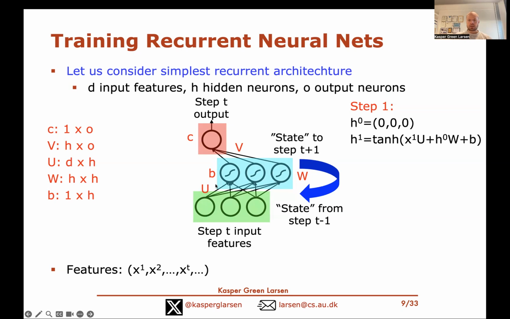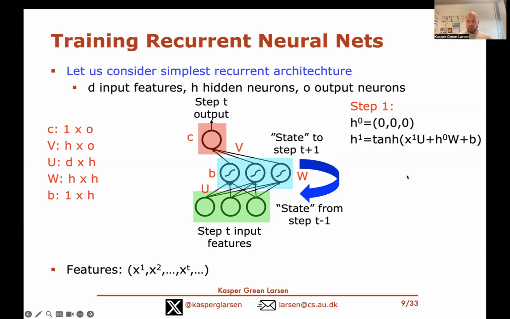So we have this x1 feature vector here, we feed it into the neural net, and we pass it through these weights here. So this happens by multiplying it from the left onto the U matrix, right? This is just like a standard feed-forward, fully connected neural net. We take our feature vector as a row vector, multiply it with U.